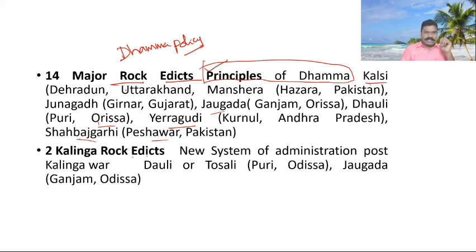Next, two Kalinga edicts. A new system of administration was introduced after the Kalinga war. Dauli or Toshali is one, and Jaugada is the other. Toshali is the eastern capital of the Mauryan Empire.